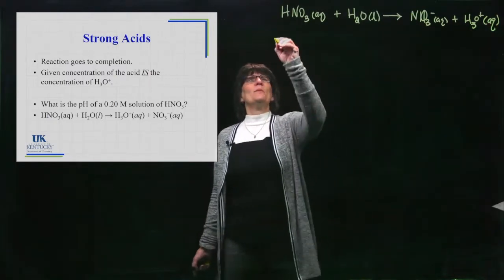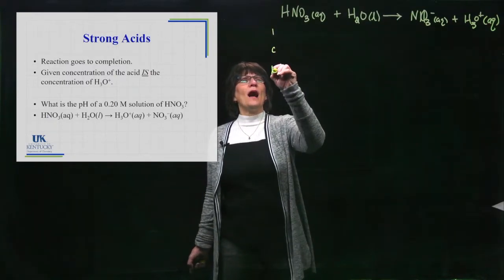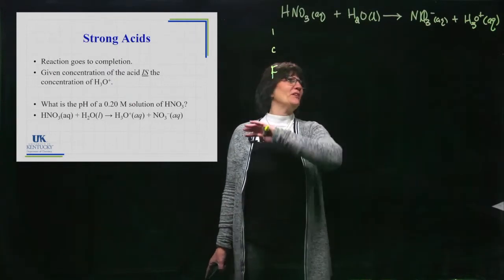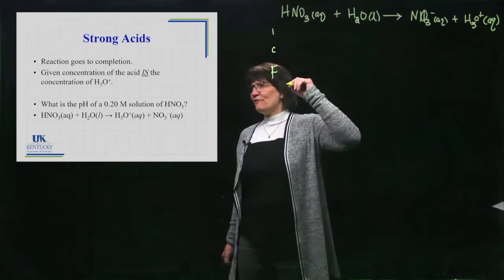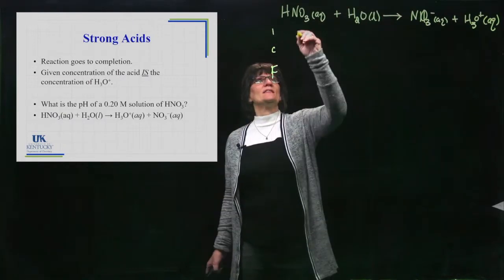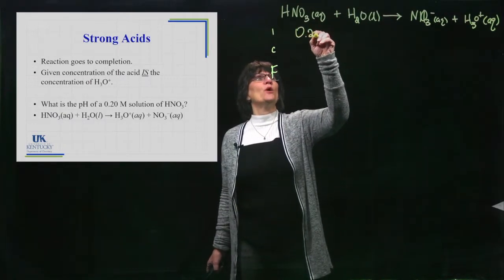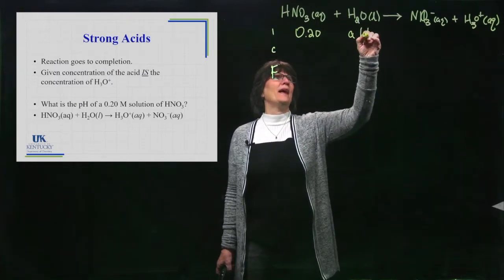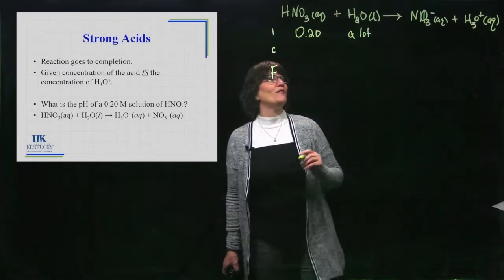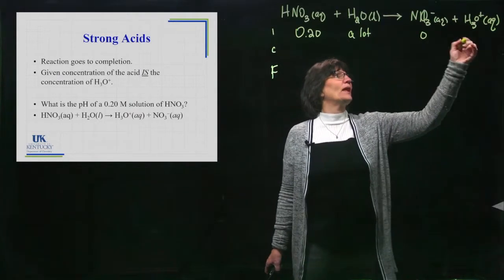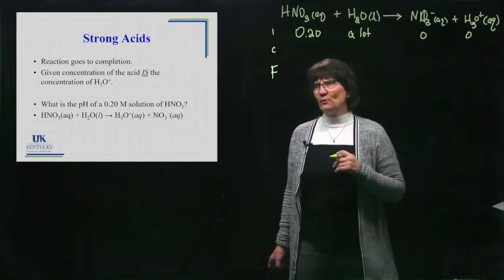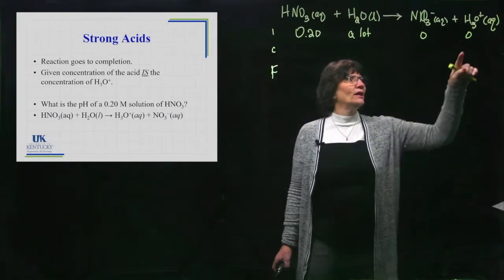I want you to think about it this way. Instead of an E, I'm going to do an F for final. It doesn't go to equilibrium, it just goes completely. If I put in, as we see in this scenario, 0.20 molar, and there's a lot of this, I mean, a heck of a lot. Before the reaction takes place, there's none of this and hardly any of this, to where a 0 is okay to use. Now, it's not really 0.